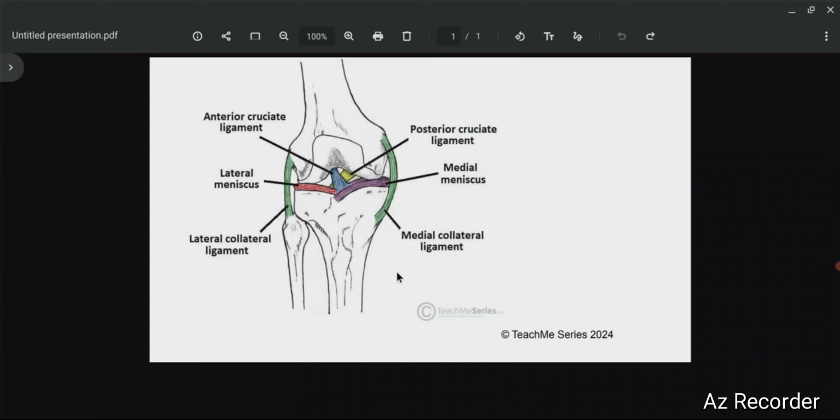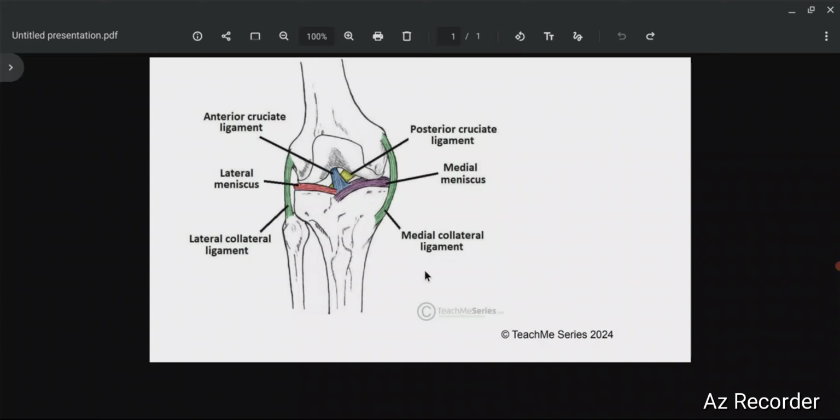Before moving forward, I would like you to know that this amazing picture is taken from TeachMe Series. When I was looking for pictures, I found this one the best among all, because the color theme they have used to understand the positions of the ligaments is beyond amazing.